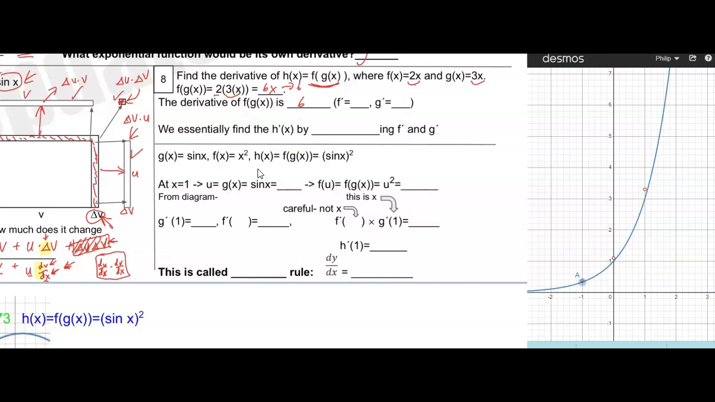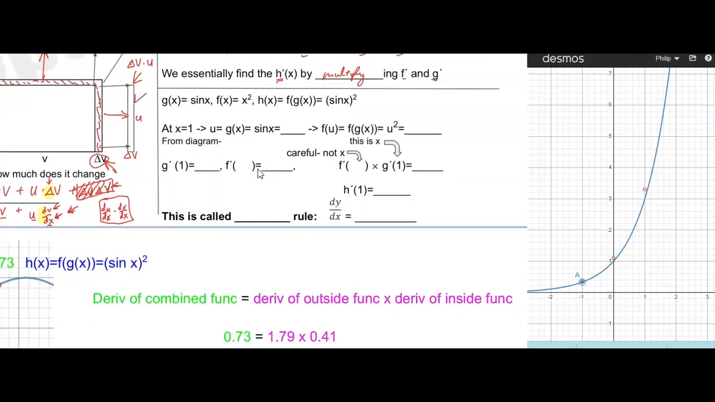And remember, for 2x and 3x, similarly, the slopes are 2 and 3. So the derivatives of f and g are also 2 and 3. So you can kind of see, by the relationship between 6, 2, and 3 and how we arrived at 6 here, that perhaps the way we find the derivative of a composite function is we multiply the derivatives of the two component functions. Okay, so that's our conjecture.